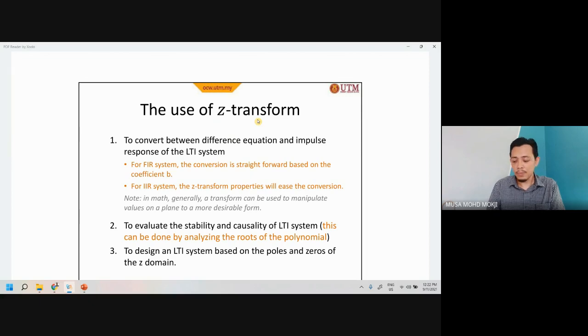But what is the purpose? One of the purposes is that we can get a more desirable form of the equation, so that we can manipulate the equation easier and better, and we can design it easier. We can get a better analysis in the other domain than when we do analysis in the time domain. So that's the purpose.